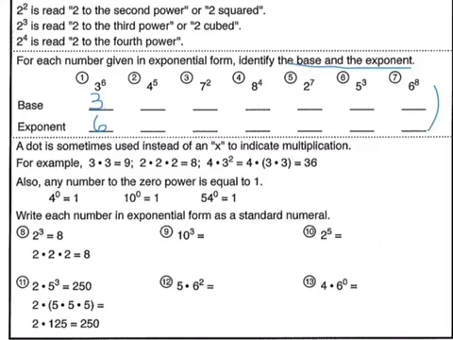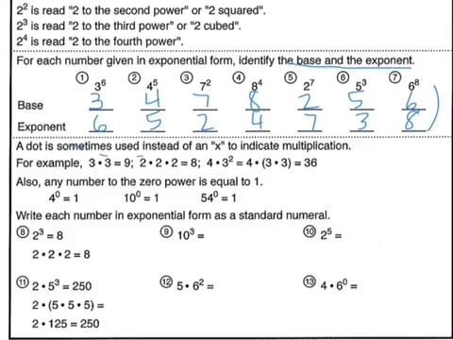Alright, so you should have got the base here of 4, the exponent of 5, base is 7, exponent is 2, base is 8, exponent 4, base 2, exponent 7, base 5, exponent 3, base 6, exponent 8. Sure hope you got all those right. That's not too tough, huh?